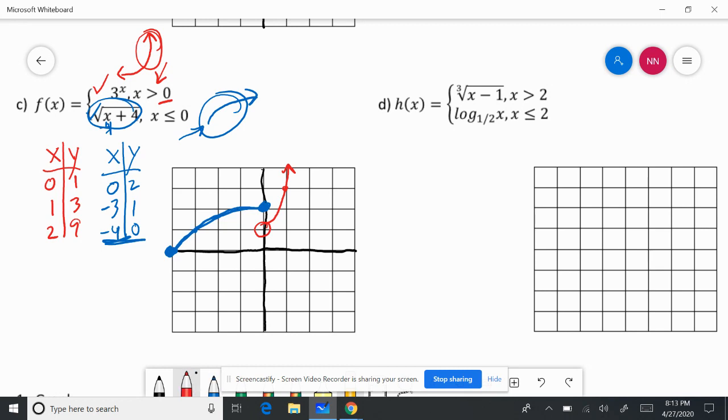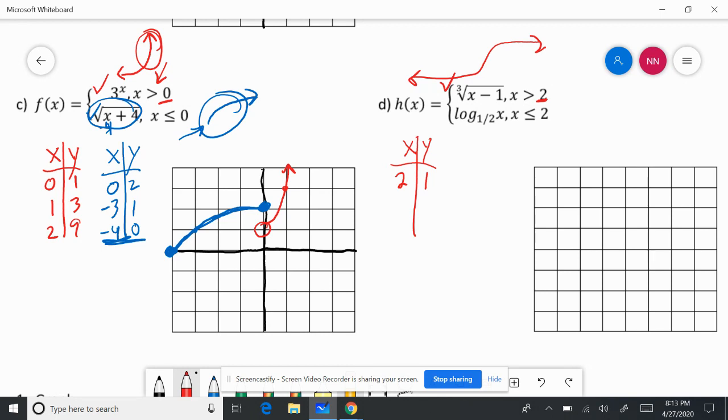Now, for letter D, I have my cube root equation. I know my cube root equation is going to look something similar to this. So I have that in the back of my mind. With my XY chart, I'm starting off with my domain, which is 2. 2 minus 1 is 1. Cube root of 1 is 1. Now, I'm not going to pick 3 because I don't know the cube root of 2. So what I need to do is think of a number that I know the cube root of.